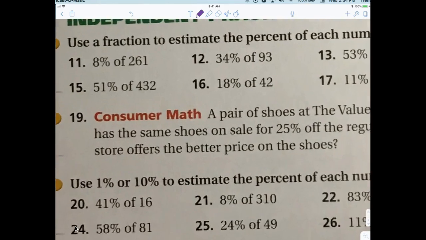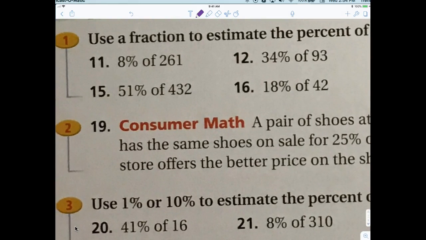All right? So now 8% is close to what? 10%. So 10% would be about what? 26.